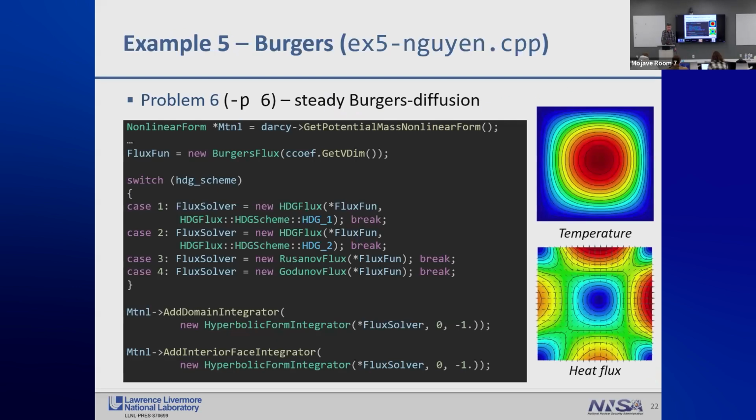So this is then usage. This is also one of the problems from the paper. Steady state Burgers' equation combined with linear diffusion. So and so forth. What we got, the positive diffusion, we just had the definition of the flux function, in our case, Burgers' flux, and then we choose one of the Riemann solvers. And the hyperbolic form integrator, and that's all.